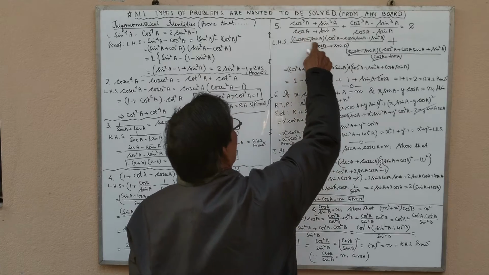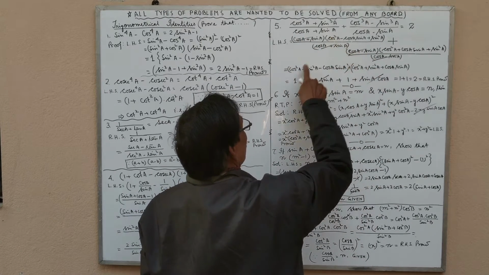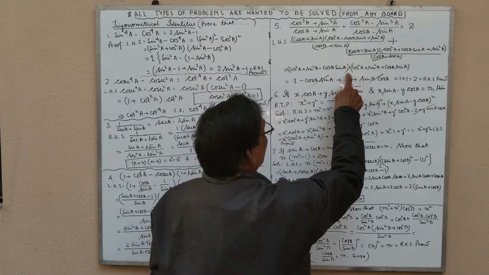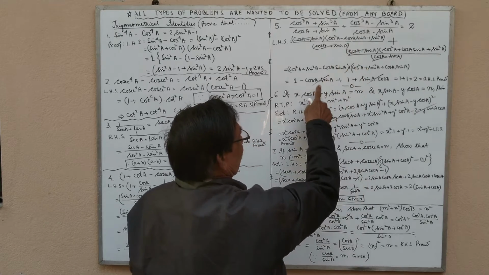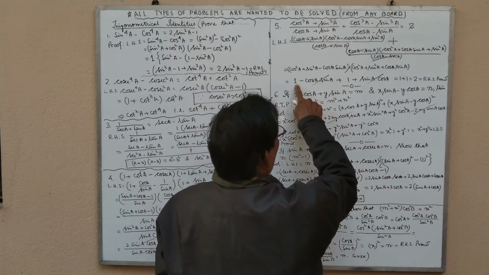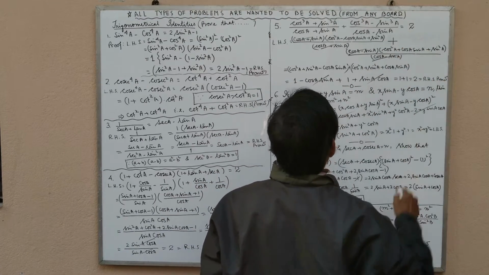Now they will mutually cancel each other. Here also they cancel each other, and it will be cos square a plus sin square a, cos a minus sin a, plus this one, same as this one. Removing the bracket, we cancel sin a plus sin a cos a, and it is 1 plus 1 equal to 2, which is the right hand side.